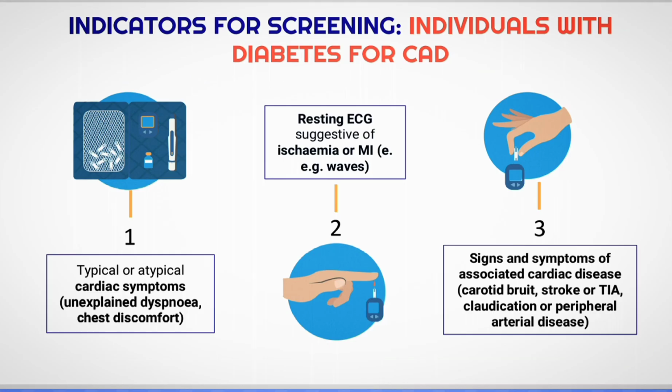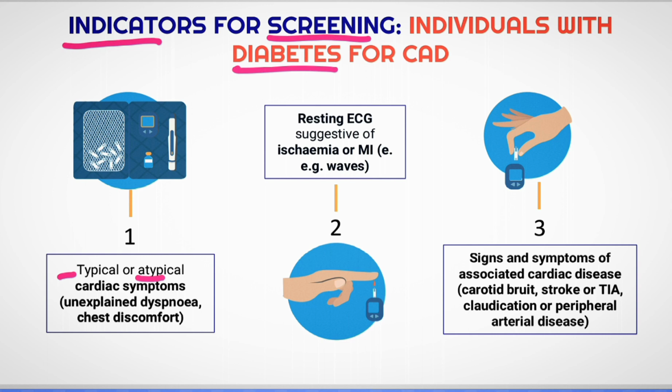So, what are the indicators for screening of coronary artery disease in any individual with diabetes? If any person develops any typical or atypical cardiac symptoms like unexplained dyspnea or chest discomfort, the screening can be performed. It can also be performed if the resting ECG, the electrocardiogram, suggests features of ischemia, the low level of blood flow in the heart, or myocardial infarction like development of Q waves in ECG.